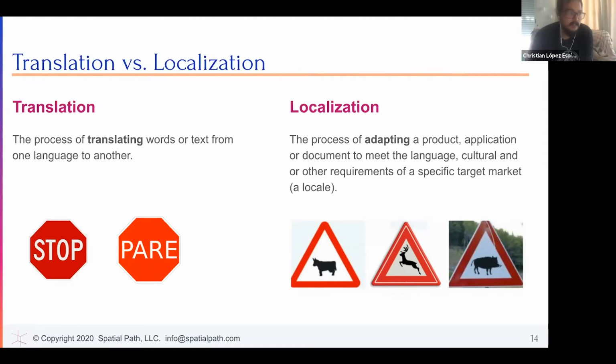Here we can see, for example, the stop traffic sign has been translated in Brazil. So this is only about changing the text in the sign, but it's the same shape, the same colors and everything. Localization is a different thing. So for example, in Spain, there are multiple signs for beware of wild animals, and they change depending on the wild animals that live around the area.